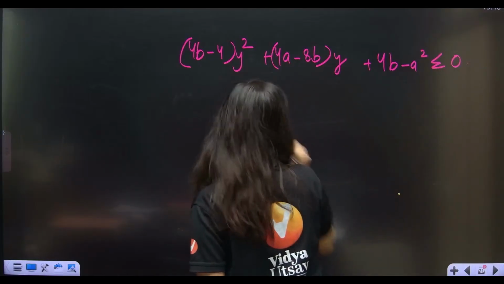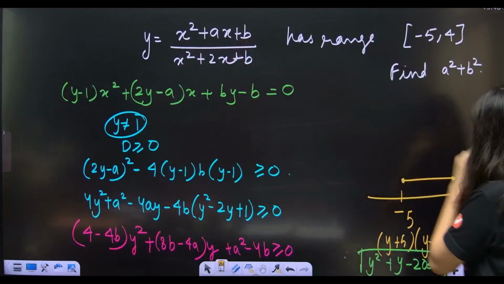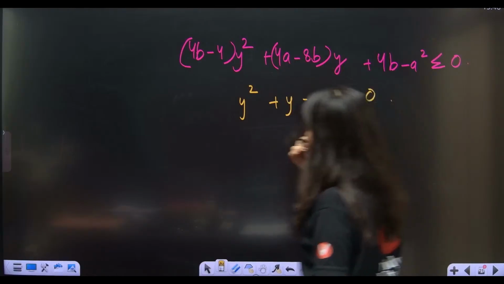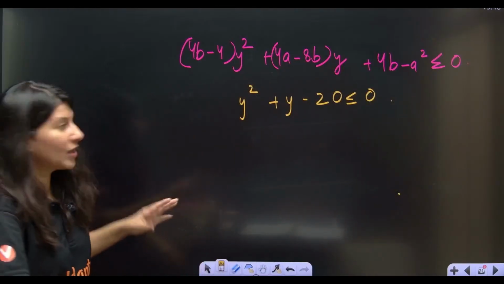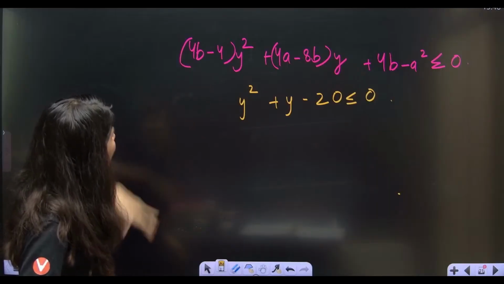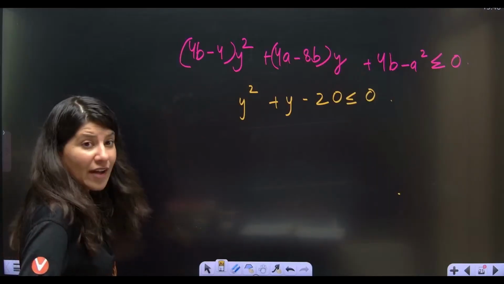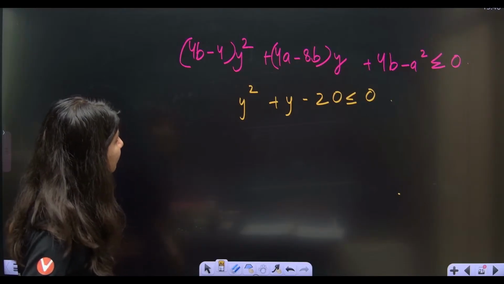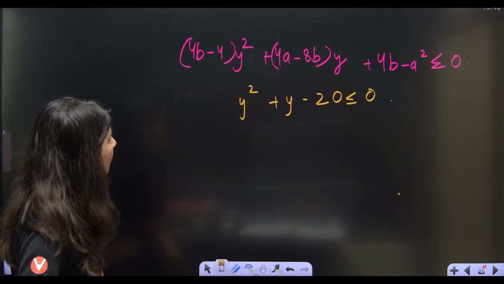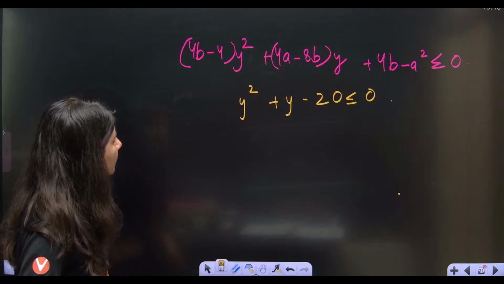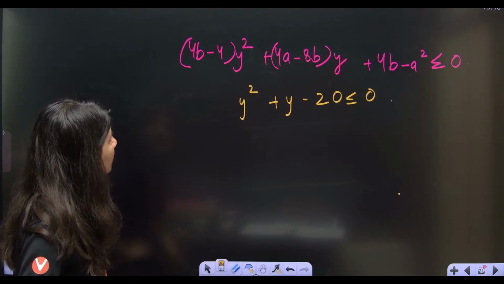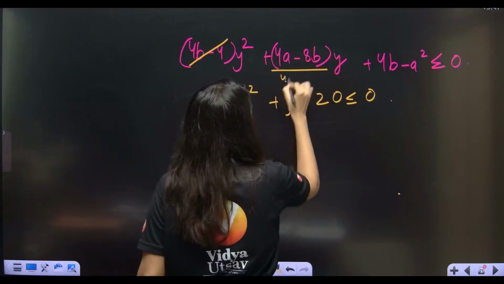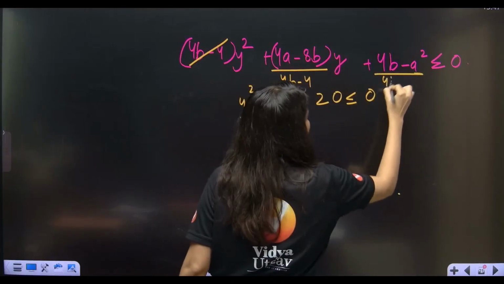Now let's compare y square plus y minus 20. Okay, so if b is 1, let's check. If b is 1, no, b can't be 1. So you have to divide everything by 4b minus 4.